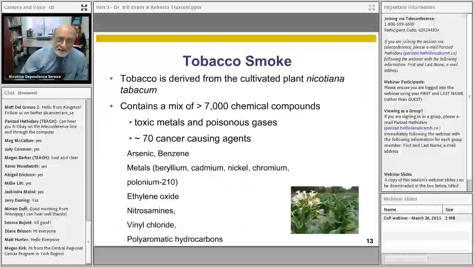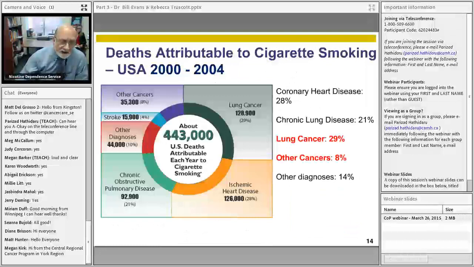Now, tobacco is derived from a plant, but in the process of its manufacture and then burning it, a number of toxic substances are released, and there are at least 70 cancer-causing agents. Some of them are listed on this slide and include things like arsenic, various metals, nitrosamines, polyaromatic hydrocarbons, and many other harmful substances. Tobacco smoke in the United States has been attributed to over 400,000 deaths, of which the greatest percentage are related to lung cancer, 29%, but closely followed by coronary heart disease and chronic lung disease. Interestingly, there are also other cancers, estimated at about 8% of deaths, that have been attributable to cigarette smoking, and I'll speak more about that because it's a little less known.